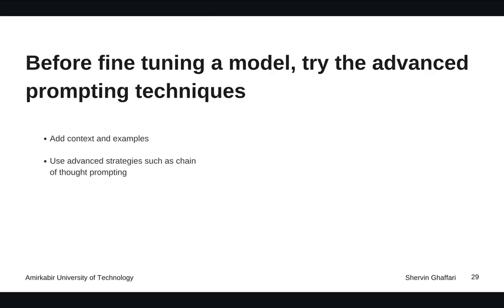Before fine tuning a model, you should be aware of using advanced prompting techniques, by adding context and examples, or using chain of thought, because they are computationally efficient and don't need powerful resources to train your model with billions or millions of parameters. It promptly changes behavior.